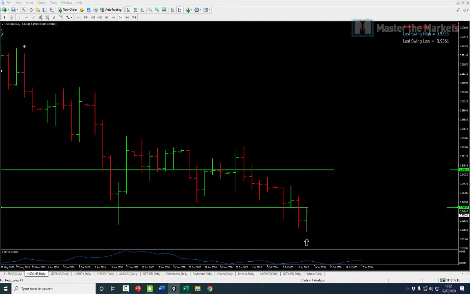We took this long on the high of this bar. Our stop went in on the low, and then we held that trade for a number of days. The order route then moved against us eventually, and we got stopped out around about this level just here.